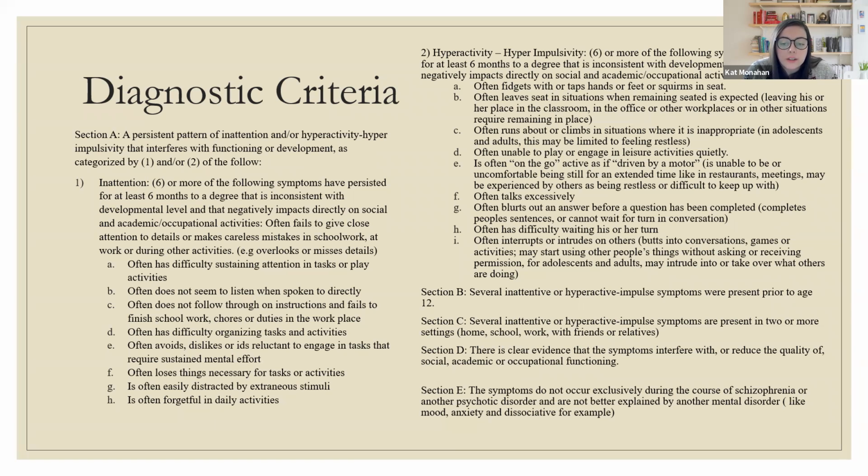Symptom G, often loses things necessary for tasks or activities like school materials, pencils, pens, wallets, keys, phone, or any tools. H, is often easily distracted by extraneous stimuli. So this may be, for older adults, unrelated thoughts. So your mind is just going in other directions when you're trying to focus on your task.